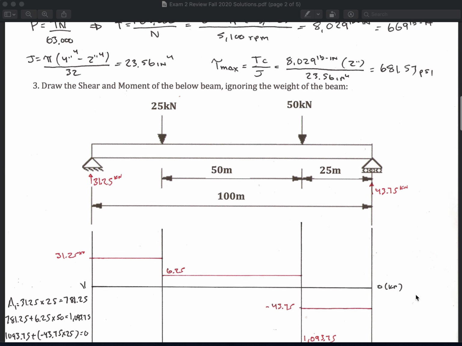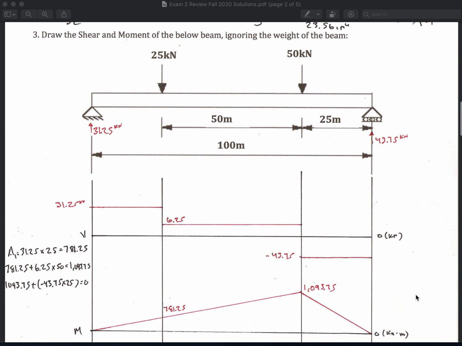Okay, so question 3 is draw the shear moment of the below beam. Okay, we ignore the weight of the beam. We've always ignored the weight of the beam in this class. So here's the beam. It's a simply supported beam with a pin and roller on each side. It has a 25 kilonewton load here at 25 meters away from this pin. 50 meters away from that is 50 kilonewton load downwards, and then the roller on this side.